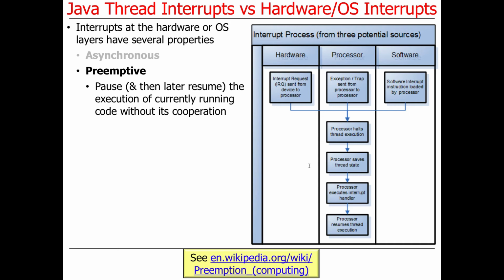Another property of interrupts at the operating system or hardware level is that they're typically preemptive. What that means is that they will pause and then later resume the current flow of execution of whatever code is running without getting its permission. They just say, okay, I'm going to pause what's happening and run something else. When that other thing is done, I'll let the thing that was paused continue.